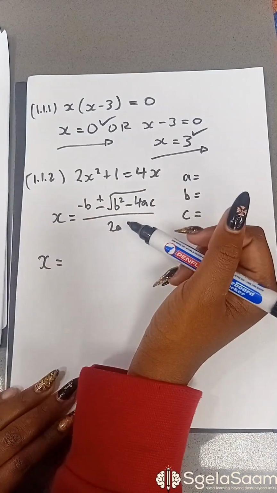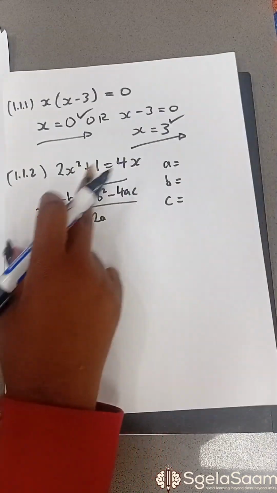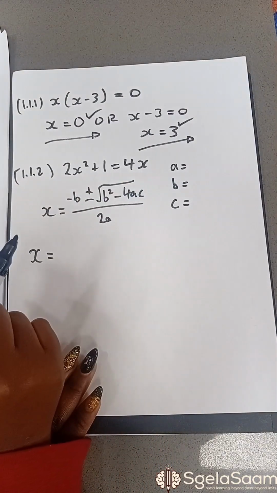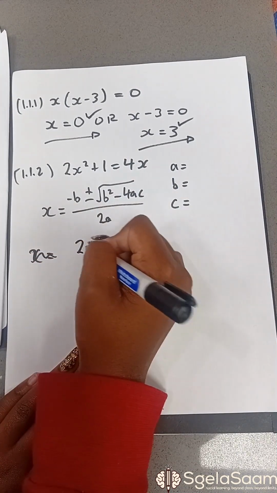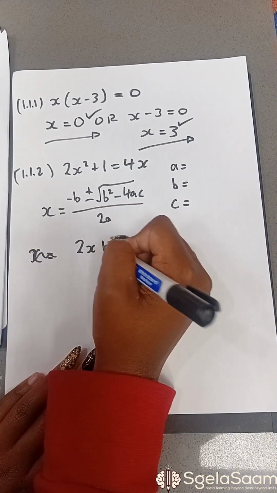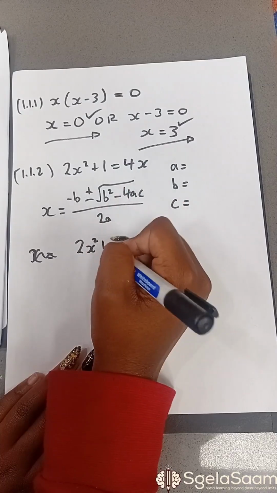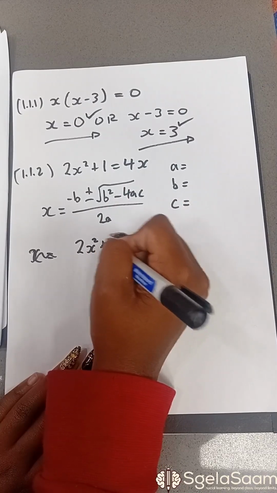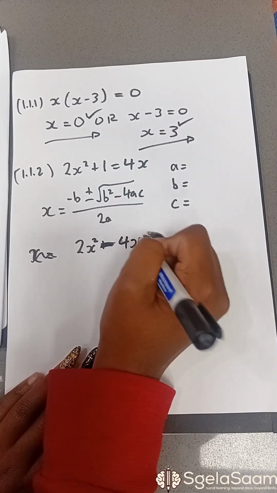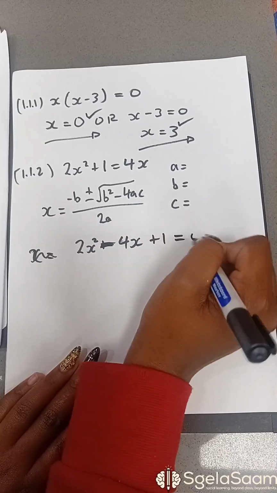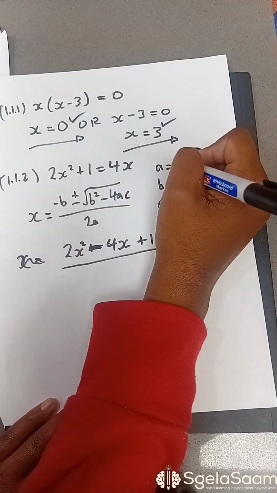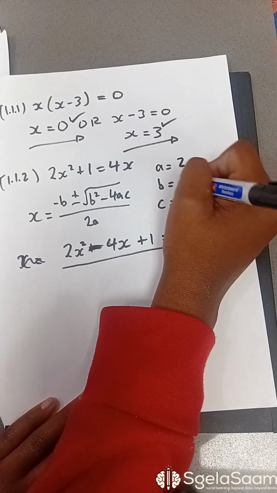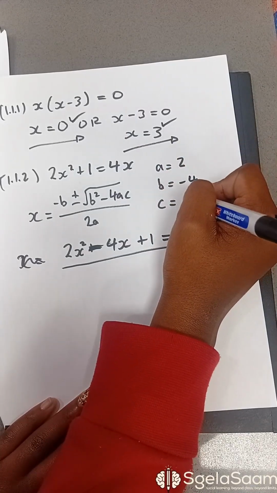But before you even move, I want you to remember that this is not in its standard form. When will it be in its standard form? When everything is equal to 0: 2x² - 4x + 1 = 0. Now this is in its standard form, where you can get your a to be 2, your b to be -4, and your c to be +1.